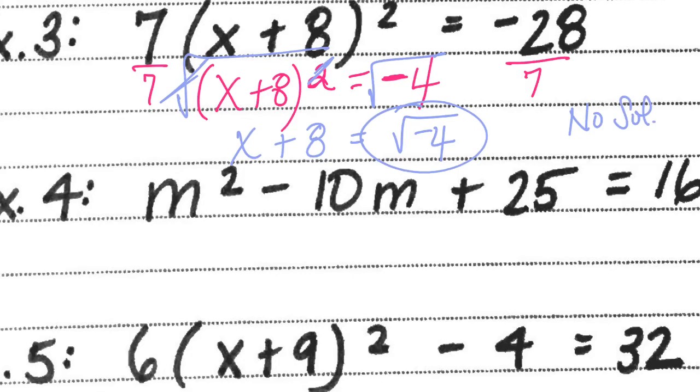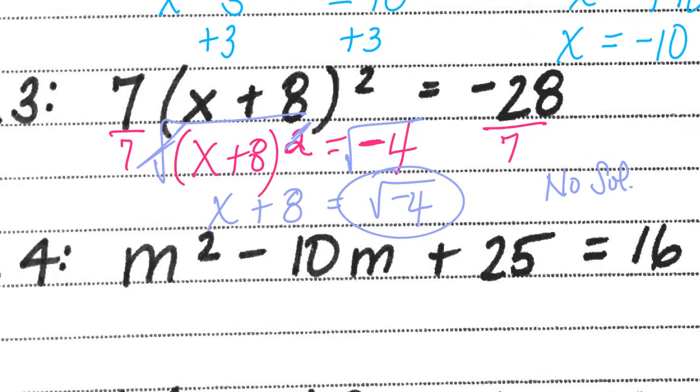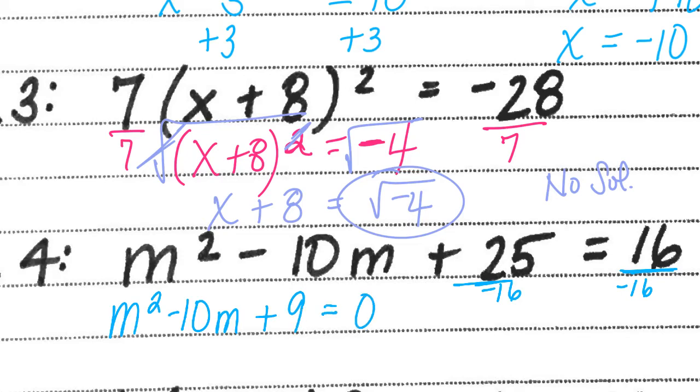All right, example 4 might be the one that kind of gets you. When solving, we do have to make sure that all of our problems are equal to 0. In this case, it is not. So we have to bring the 16 over by subtracting. So we end up getting m squared minus 10m plus 9 is equal to 0.